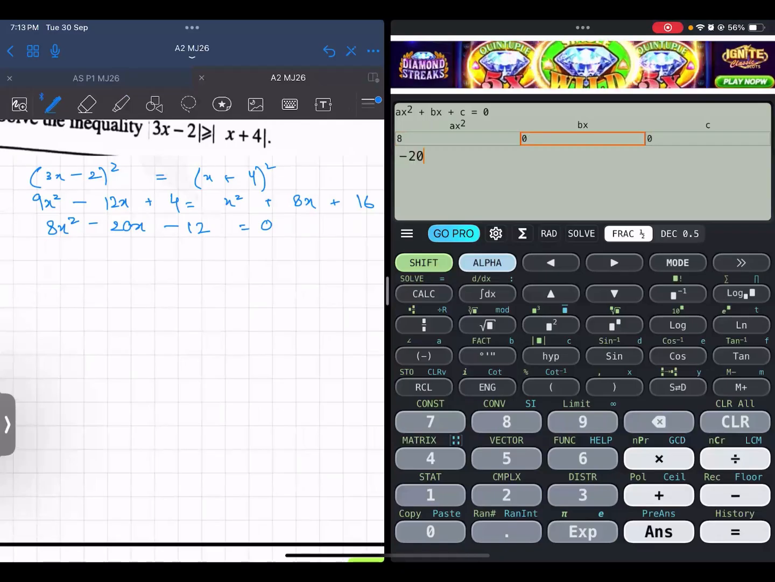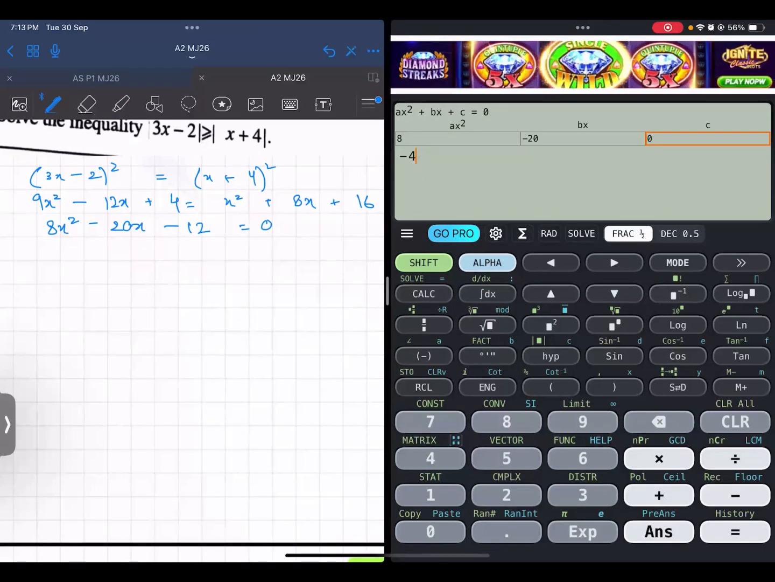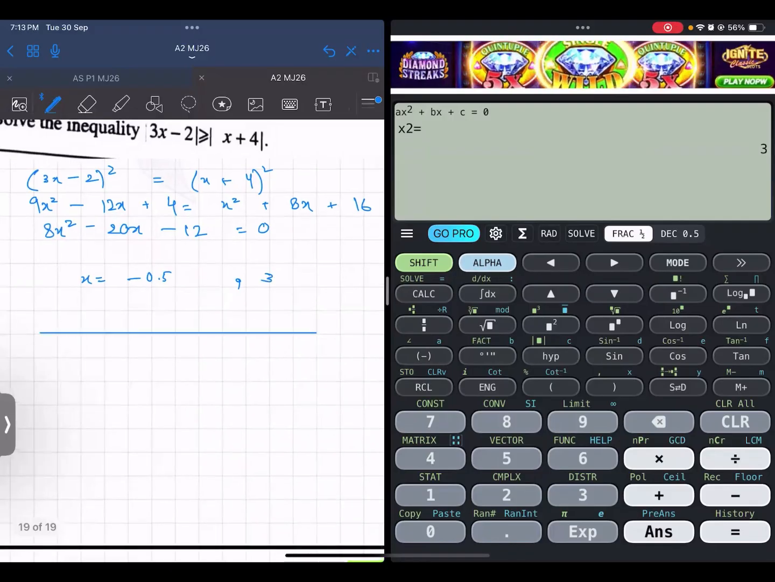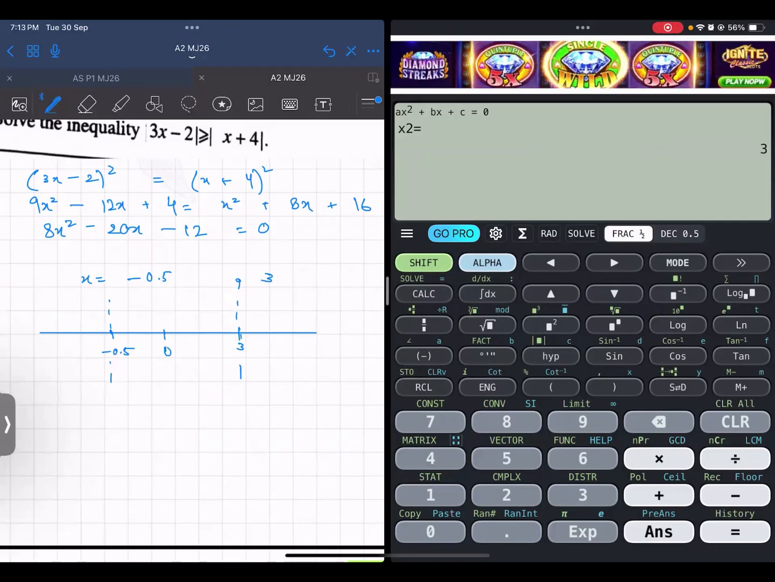8, −20, −12. So x comes out as −0.5 and x comes out as 3. Now, −0.5 over here, 3 over here. So for the regions, the easiest value to help you solve it between them is 0. Over here, let's suppose it can be 5. Over here, let's take −1.